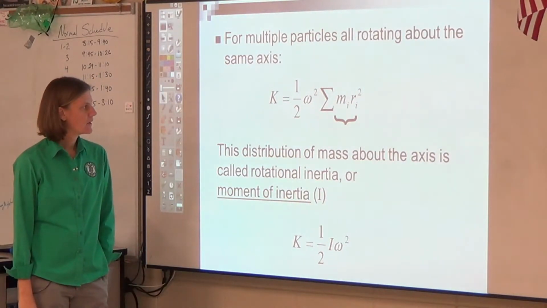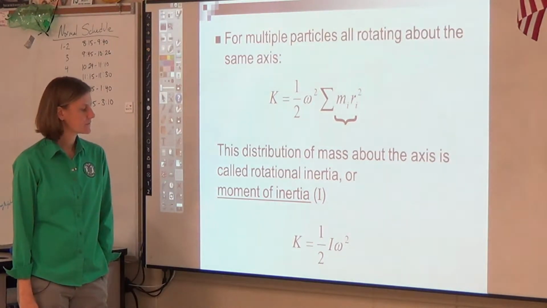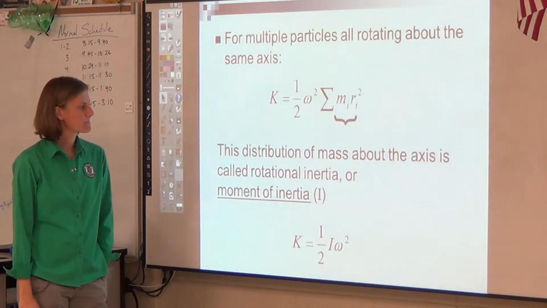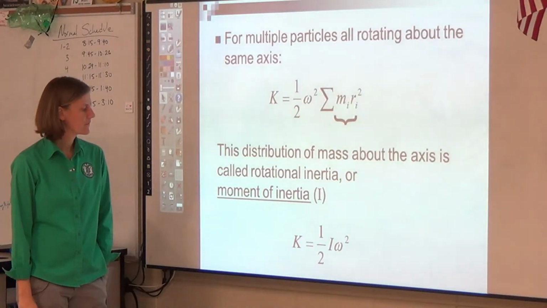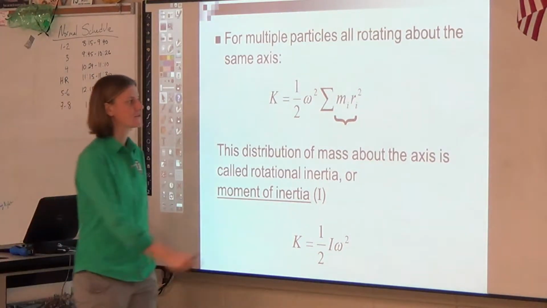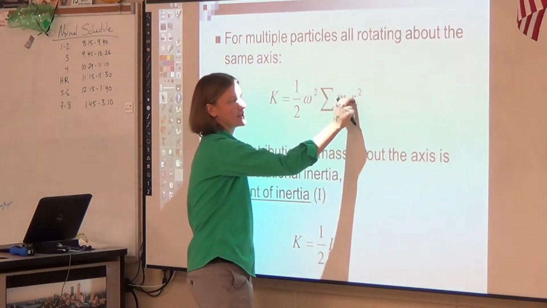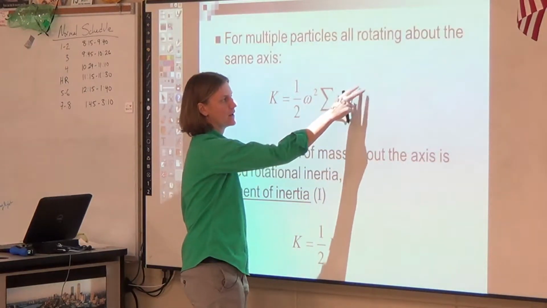Now, for symmetrical objects, there's going to be an easier sort of formula for all of that. But right now, we'll just talk about point masses for a moment. And this idea is called moment of inertia. Not just mass, but where that mass is. Mass times radius squared.